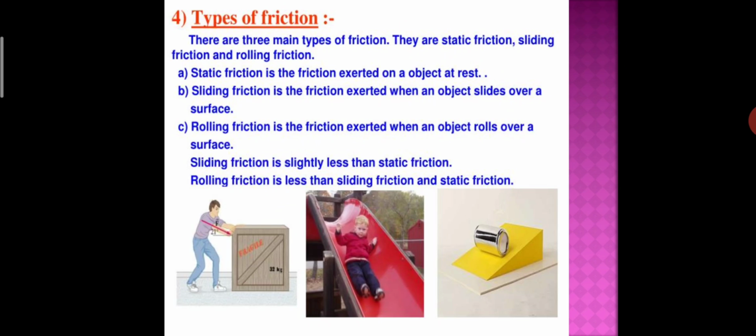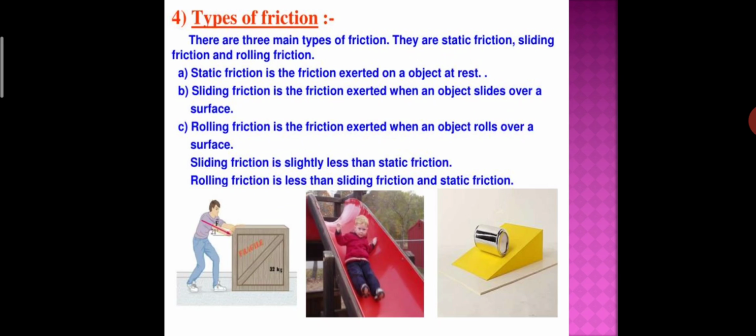We all know that there are three main types of friction: static friction, sliding friction and rolling friction. Static friction is the friction exerted on an object at rest. So when our object is in rest position, which friction is acting? Static friction is there.